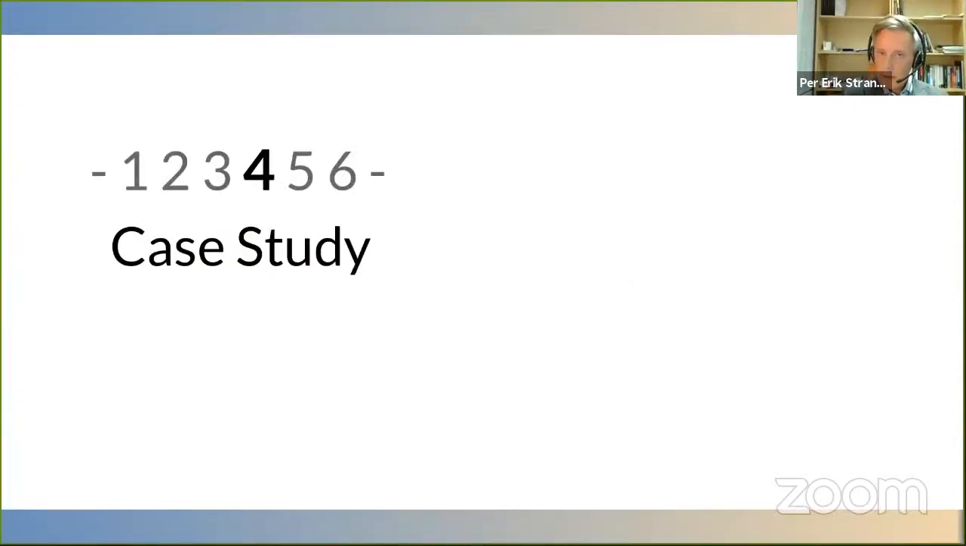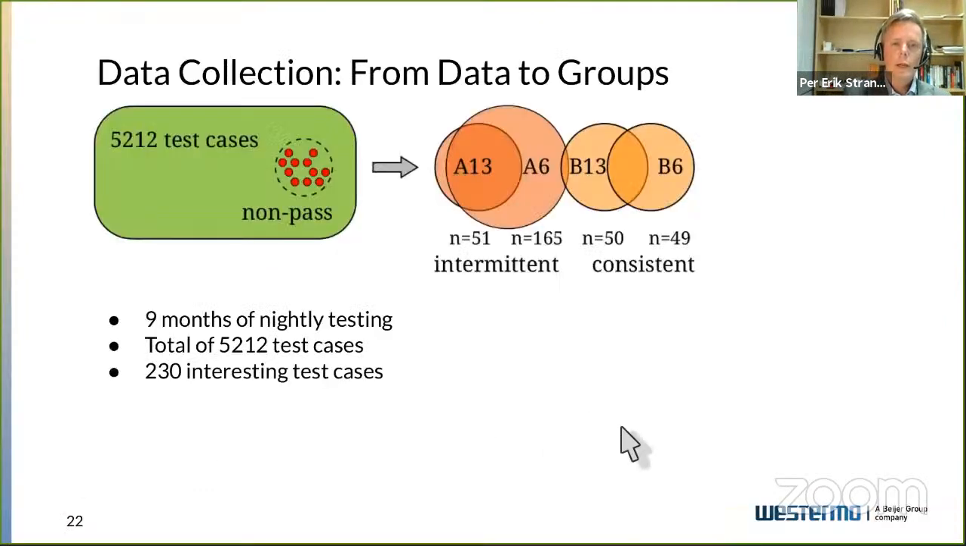Now let's look at the case study, how we collect the data and some of the results. So we collect data from 9 months of nightly testing. These are actually 270 nights of testing, more than 500,000 verdicts. And there are more than 5,000 combinations of test scripts and test systems here, giving us more than 5,000 test cases.